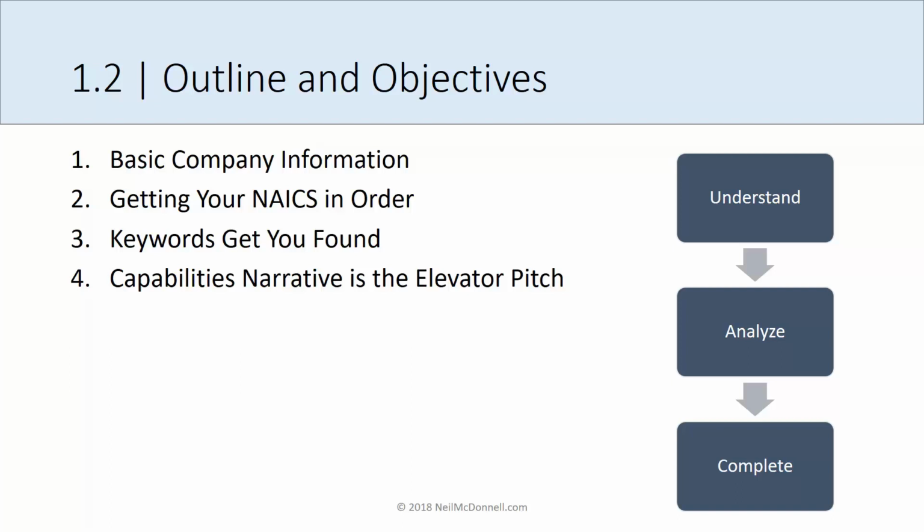Basic company information is as you think it is, such as address, website, contact information, etc. Then we'll go into NAICS codes, making sure you have all the NAICS listed that any buyer could possibly use for your type of work. Next, we'll dive into keywords, which is the number one method for searching anywhere these days, right? And especially in DSBS. Finally, we'll go over your capabilities narrative.